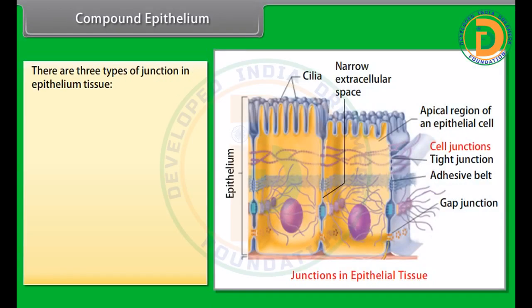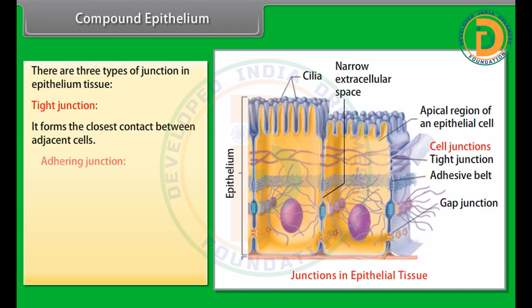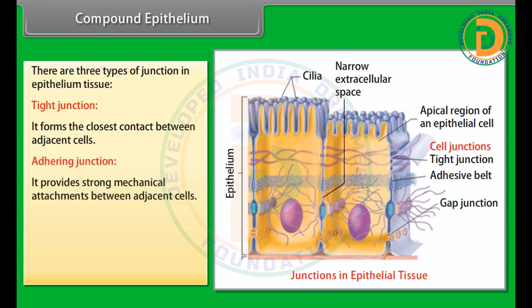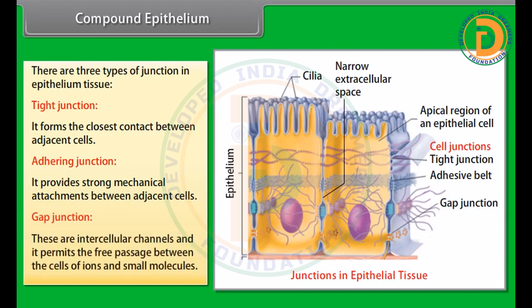There are three types of junction in epithelium tissue. Tight junction. It forms the closest contact between adjacent cells. Adhering junction. It provides strong mechanical attachments between adjacent cells. Gap junction. These are intercellular channels, and it permits the free passage between the cells of ions and small molecules.